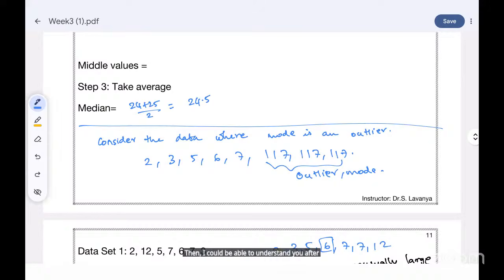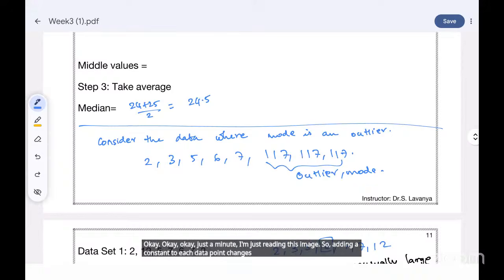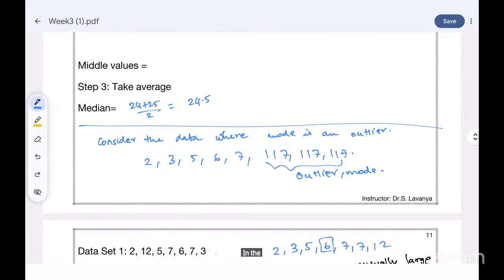Okay. Just a minute, I'm reading this image. So adding a constant to each data point changes the mode. Mode is less affected by the outliers in the data. What is the last option? I could not see.